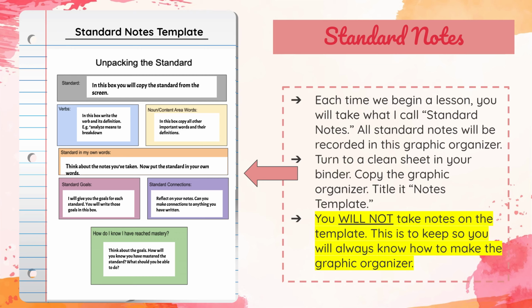The orange box says standard in my own words. So for this box, I always ask that students go ahead and reread all of your notes. So now you need to reread the standard. You need to reread the verbs and their definitions, along with the nouns and the content area words and their definitions. Now you need to think about it. Think about what all of those words mean together, and ask yourself how do you understand it?